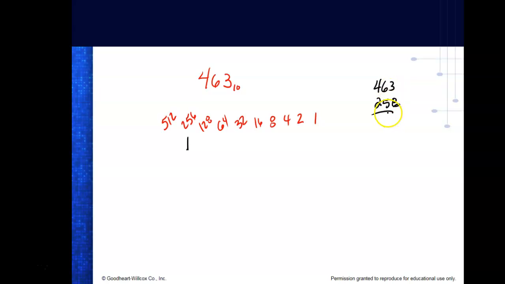So what's 463 minus 256? What's that? 207. Can I get a 128? Okay, so I'd put a 1 right there, and I'd subtract 128. And what do we come up with? 79. Can I subtract the 64 from 79? I put a 1 right there, and I subtract the 64. What does that leave me?